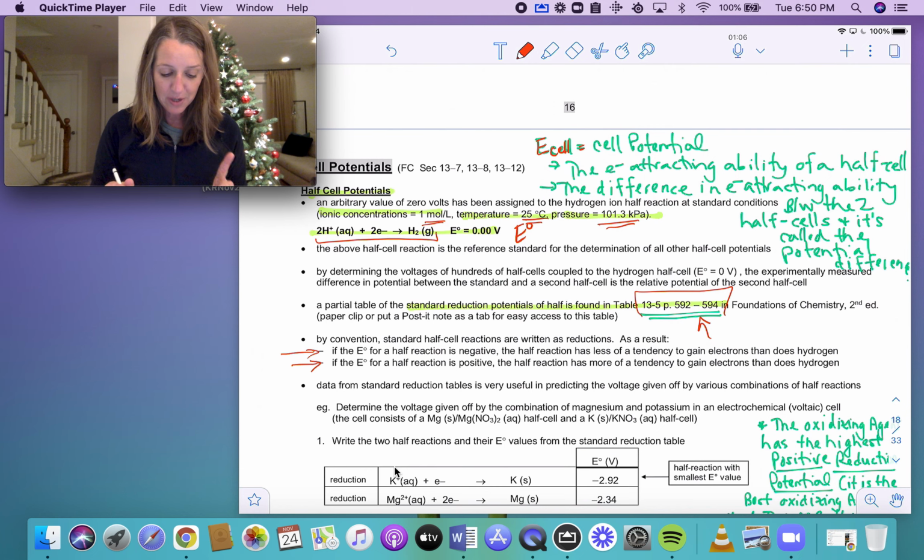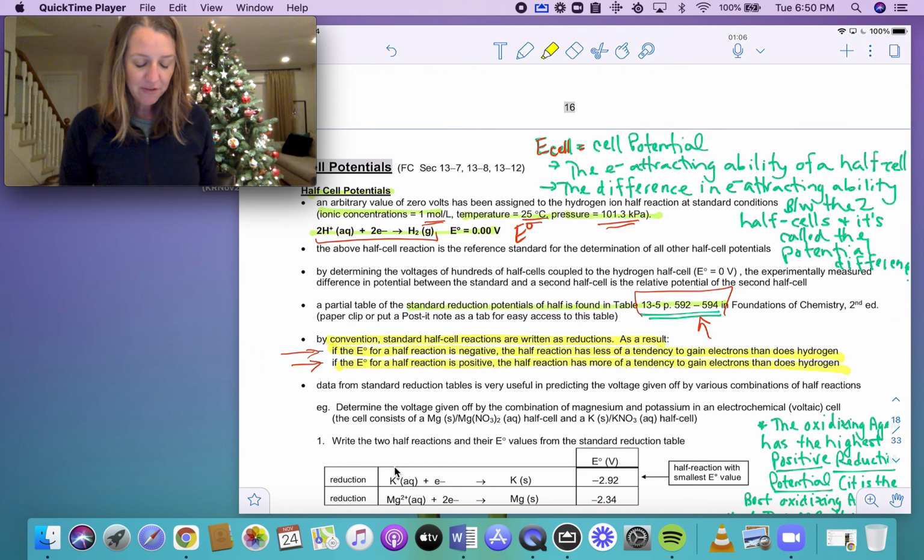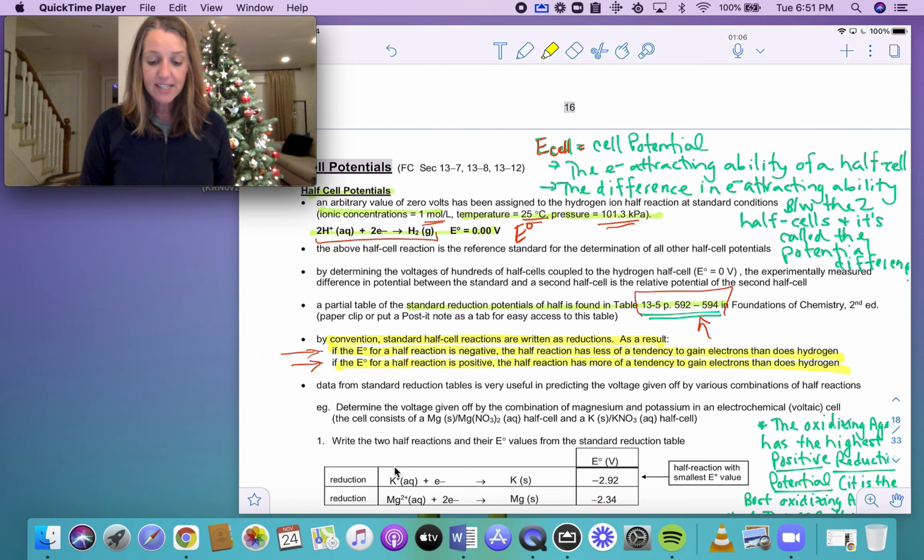Okay, so here we go. Once again, you're going to read it. If the E0 value for a half reaction is negative, the half reaction has less of a tendency to gain electrons than hydrogen does, if hydrogen is 0. And if the E0 value for a half reaction is positive, then the half reaction has more of a tendency to gain electrons than hydrogen.